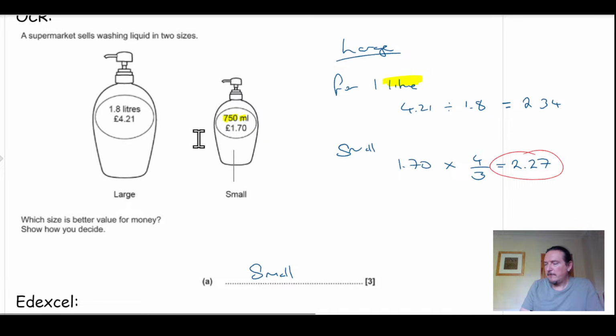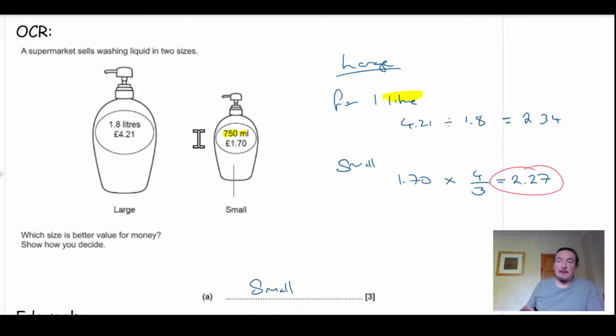The other thing I could have done, I could have divided it by 750 and times by 1,000. That would have worked just as well. It's just more numbers to type in. You just need the same amount of both. So yeah, as long as you've got the same amount of both, you could divide both. You could divide it by 750 and the other one by 1,800. You've just got a really tiny decimal to compare. Okay. Right, let's move on.